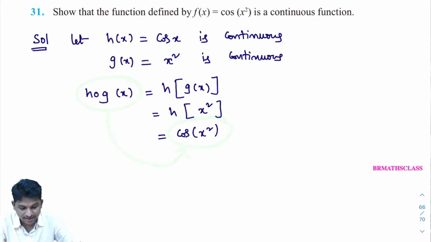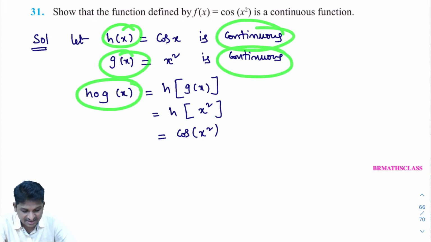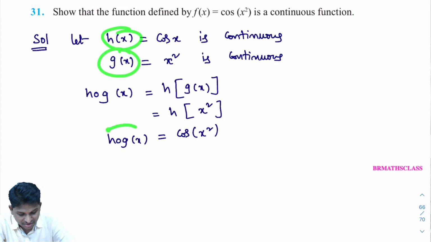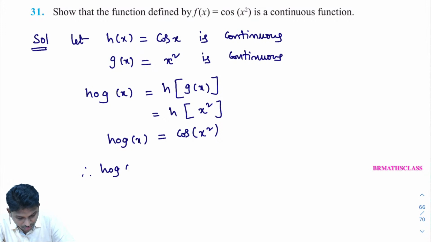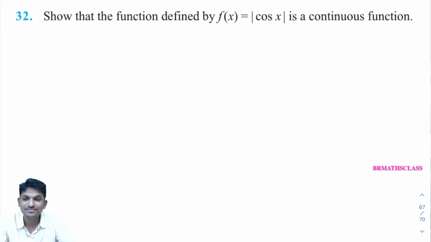So what I am trying to say here: h of x is continuous, g of x is continuous, then we know that h circle g is continuous. That's why we are saying that h circle g is continuous. So h circle g of x, that is cos of x square, is a continuous function. I hope you understand this. Now we will move to the next problem. Did you understand the last problem?